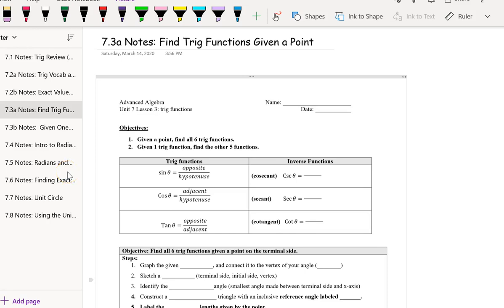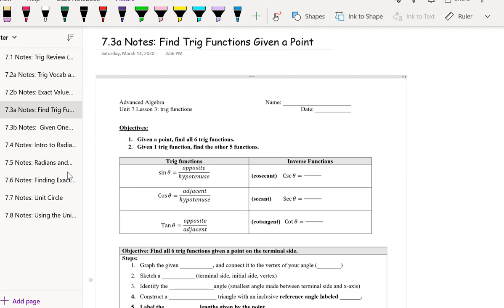All right, so for today's installment of Mr. Rapsky Does Trig via video, we are going to find trig functions if I give you a point that is on a graph, okay? We're going to use that point to help us find the trig values.